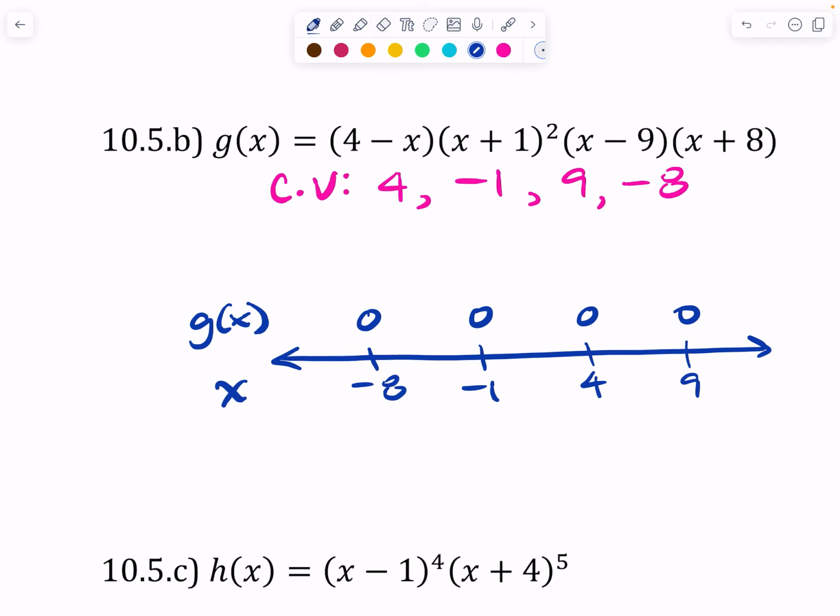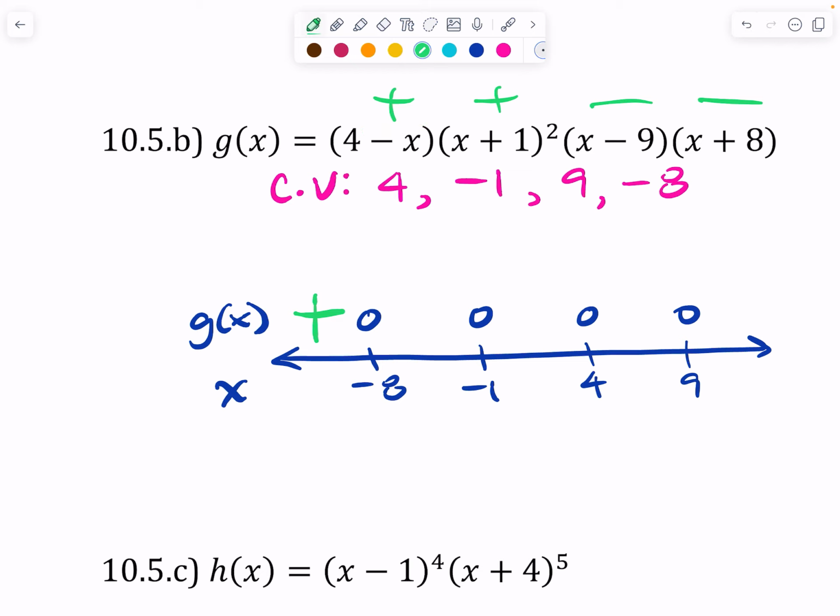I'm going to test out this first interval. I'll try a number like -10, sure. 4 minus -10 is 4 plus 10, so that's positive. -10 plus 1 is negative, but then squared, that's positive. -10 minus 9 is negative, and -10 plus 8 is negative. So that whole region is positive. Positive times negative gets you a positive overall.